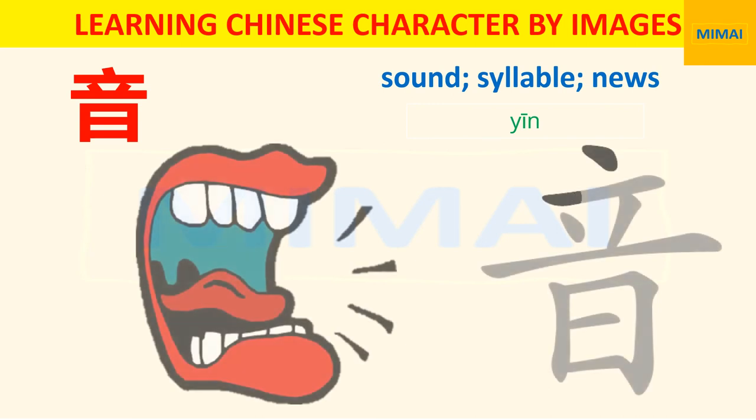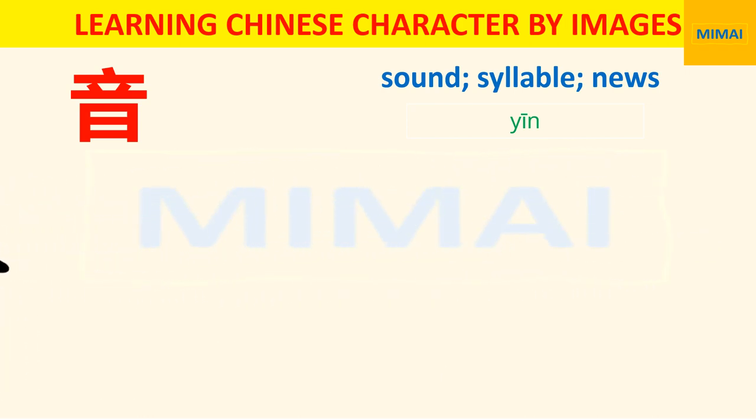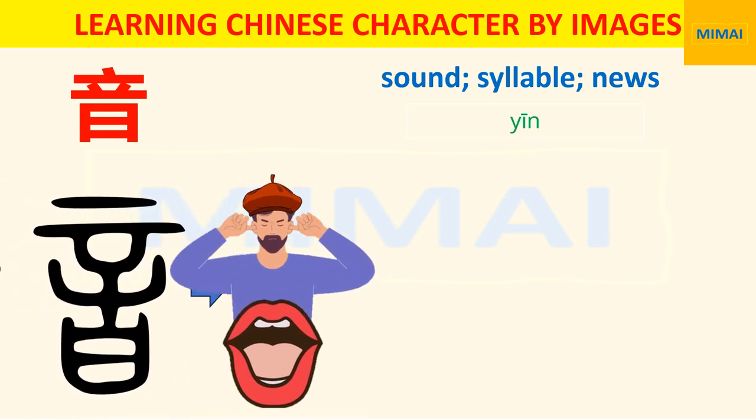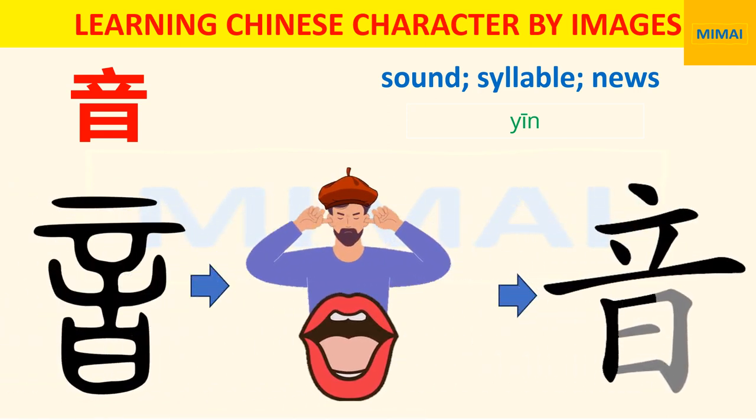Now we learn how to write the Chinese word of sound, syllable, news. This word is pronounced as follows. Yin. This character looks like a man wearing a beret hat. He is raising his hands to cover his ears. Below is the shape of a mouth with two lips making loud noise.